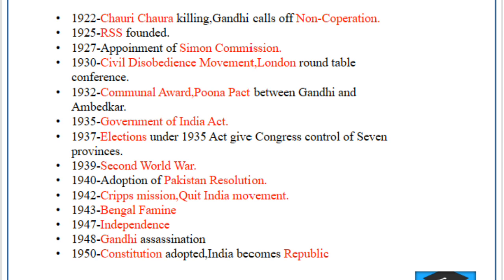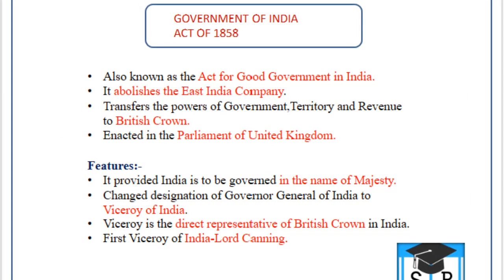1937 Elections under the 1935 Act give Congress control of 7 provinces. 1939 Second World War. 1940 Adoption of Pakistan Resolution. 1942 Cripps Mission, Quit India Movement. 1943 Bengal Famine. 1947 Indian Independence. 1948 Mahatma Gandhi assassination. 1950 Constitution was adopted and India becomes a Republic. This is also important from the perspective of Indian politics. Now let's have a detailed look at the acts. The first one is the Government of India Act of 1858.